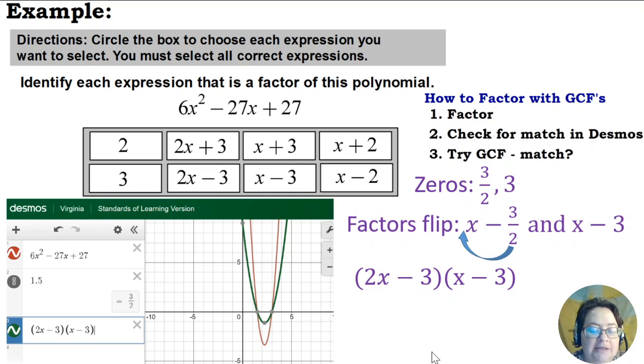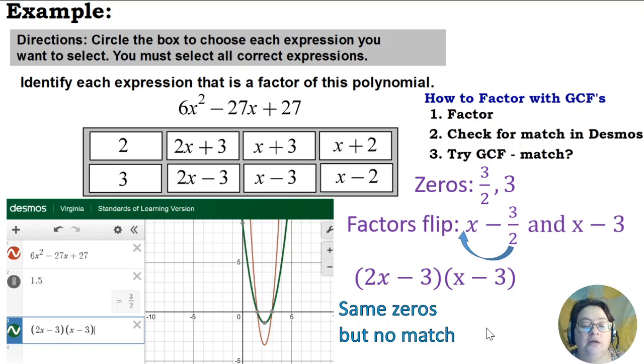So what this means, if the zeros are the same, is we've had, in this case, a vertical stretch. And remember, from our transformations, a vertical stretch means we have a number outside of our expression, which means we've got a greatest common factor. So what I'm going to do is try out my answer choices. Now, if I look ahead and see what number goes into all 3 of my terms, that gives me a little bit of a head start. But I don't have to.